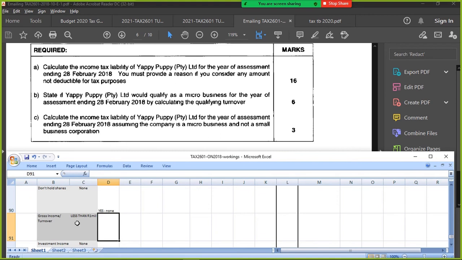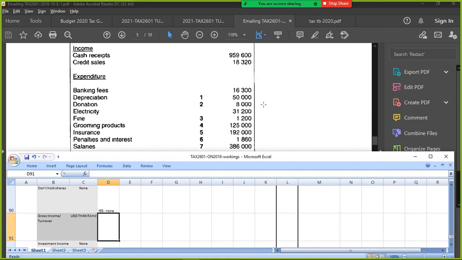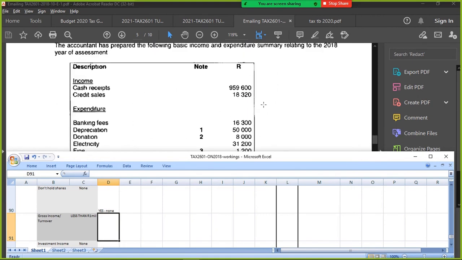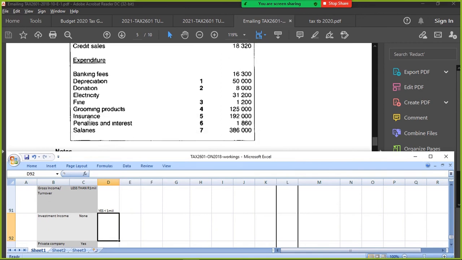Gross turnover less than $1 million. Was gross turnover less than $1 million? Yep, looks like it. That's less than $1 million. Yes. Was there any investment income? I didn't see any.